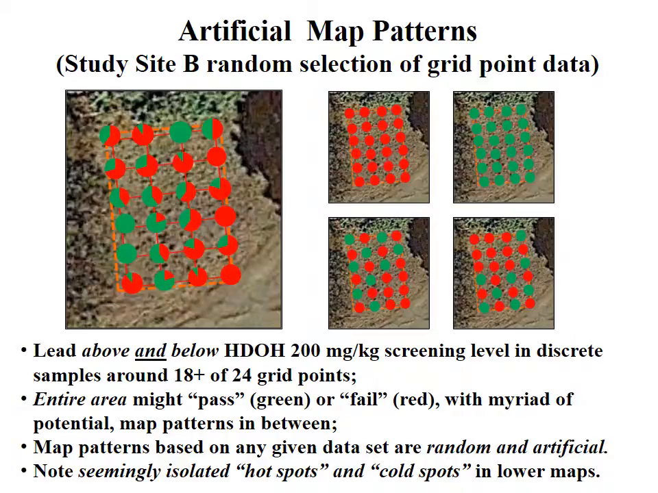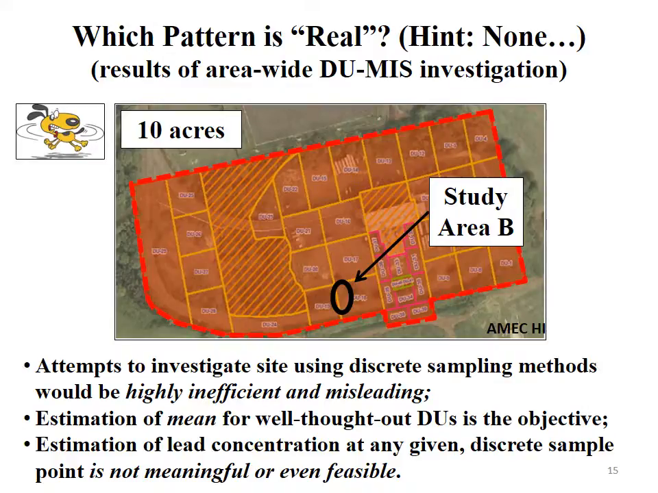So keep that in mind. We'll look at that again later on when we actually look at site data. So which one of those patterns is real? Well, here's a hint. None of them are. This small site that we studied is actually part of a 10-acre site where it's covered with fill material.